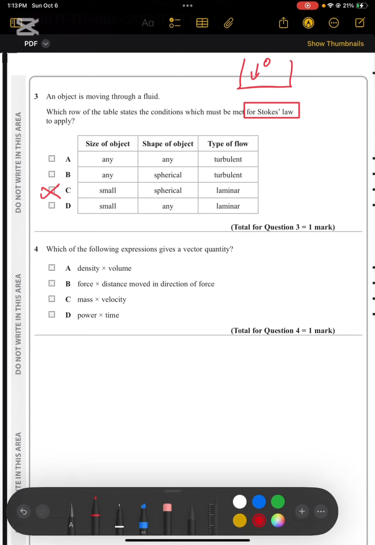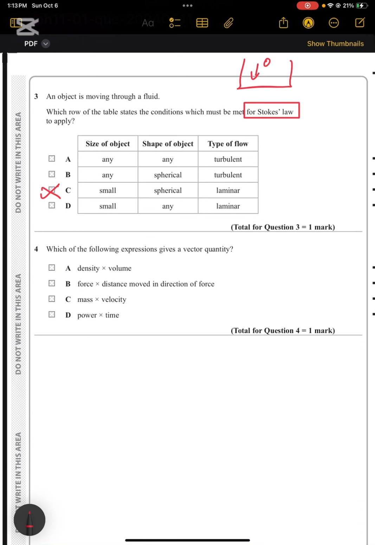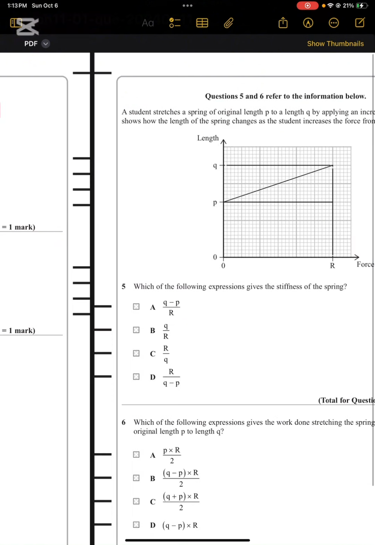So moving to question number 4, they have said which of the following expressions gives a vector quantity? We know density into volume is not a vector quantity. Here is given mass into velocity. We know mass into velocity means momentum, and momentum is a vector quantity. Force into distance: distance is not a vector quantity, displacement should have been there. And power into time. They are neither vector quantities as well. So our answer will be B. So we are done with question number 4 as well.